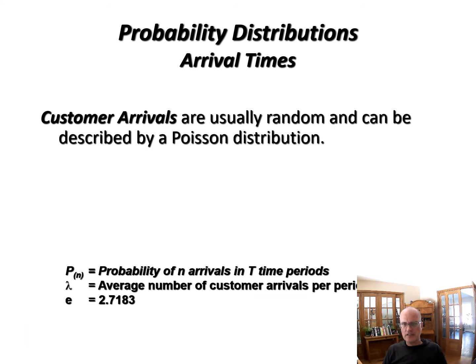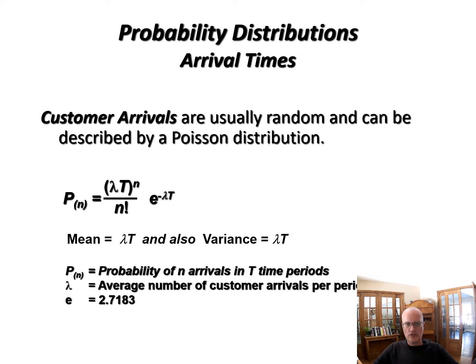The first thing we need to think about is the probability of arrival. So how many people are going to show up in our system, which obviously has an effect on the lines. Customer arrivals are usually random and can be described by what is called a Poisson distribution. The Poisson distribution looks like this, which says the probability of n arrivals, so that's the number of arrivals, in time t. So what you're looking for is the probability of a certain number of arrivals in a given amount of time.